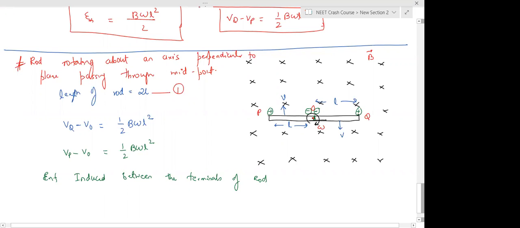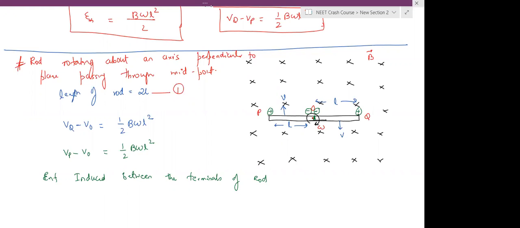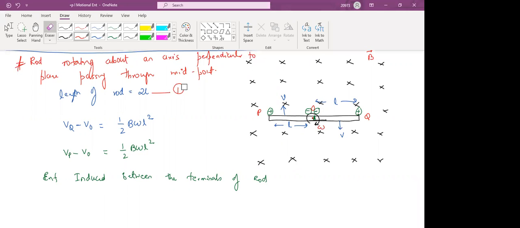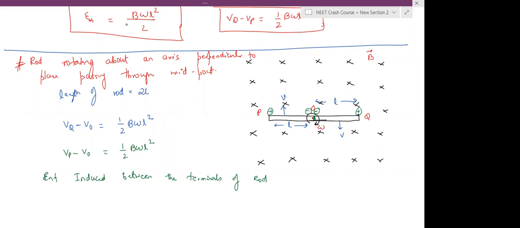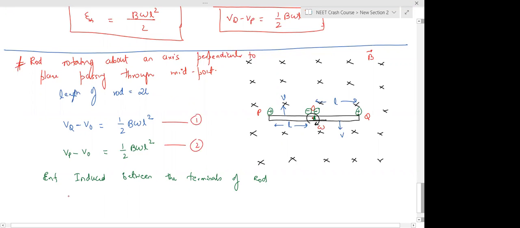So one equation is VQ minus VO, and equation number 2 is VP minus VO. So equation 2 minus equation 1 will give VP minus VQ is equal to 0. So if we connect a voltmeter across the ends, the reading of that voltmeter will be 0. V1 will show 0 reading.